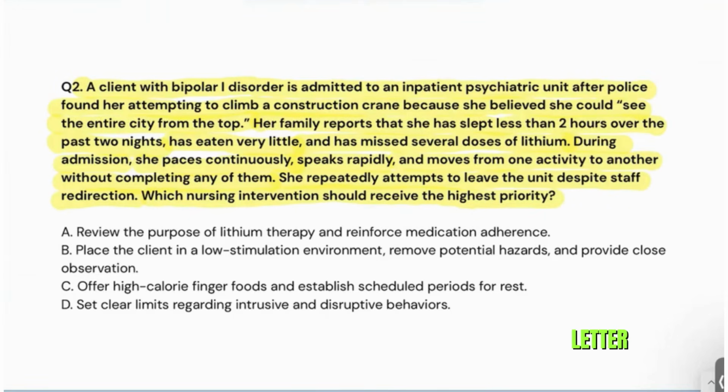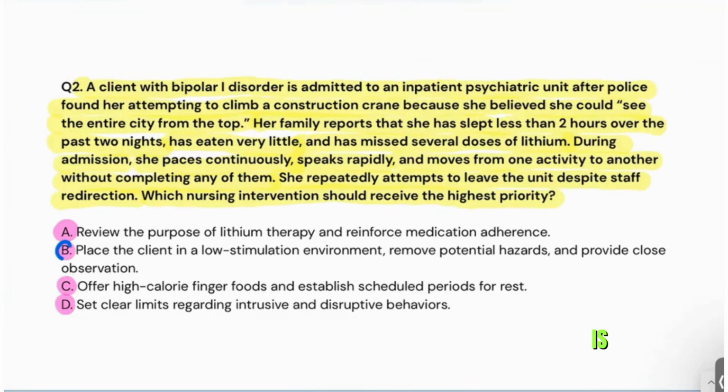So our choices, letter A, review the purpose of lithium therapy and reinforce medication adherence. Letter B, place the client in a low stimulation environment, remove potential hazards, and provide close observation. Letter C, offer high-calorie finger foods and establish scheduled periods for rest. Or letter D, set clear limits regarding intrusive and disruptive behaviors. Again, pause the video, review the question and the four choices.